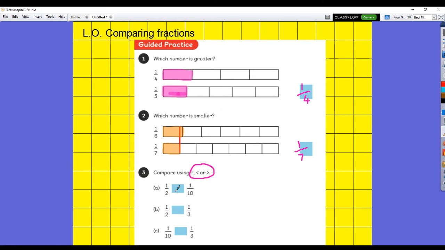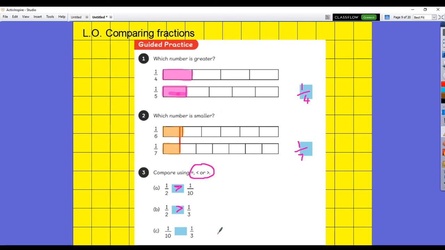Is 1/2 going to be equal to, smaller than, or bigger than 1/10? Well, I know that if I share it between 2 people, I'm going to get more chocolate than if I shared it between 10 people. So 1/2 is bigger, greater than 1/10. Okay? Is 1/2 bigger than or greater than 1/3? Well, again, I know that if I shared it with only one person, I'm going to get more than if I share it with 2 more people. Okay, so 1/2 again is greater than 1/3.